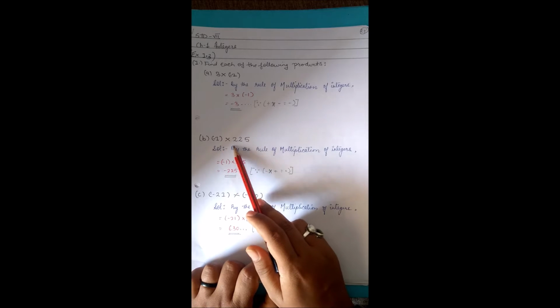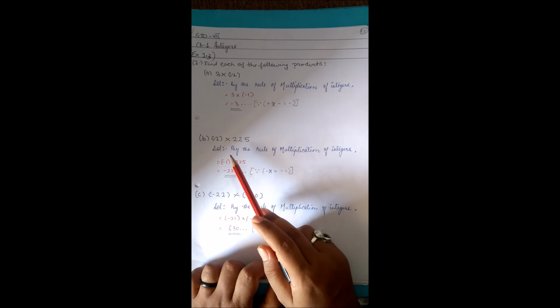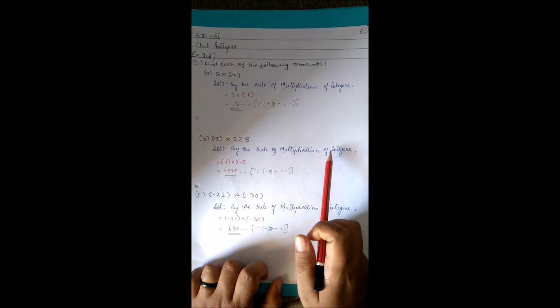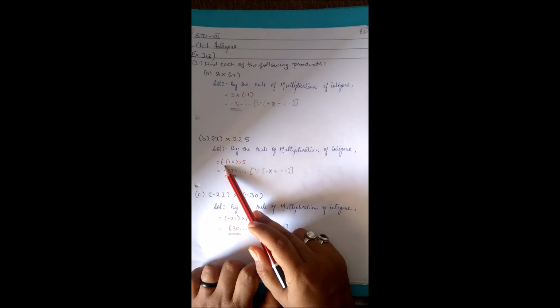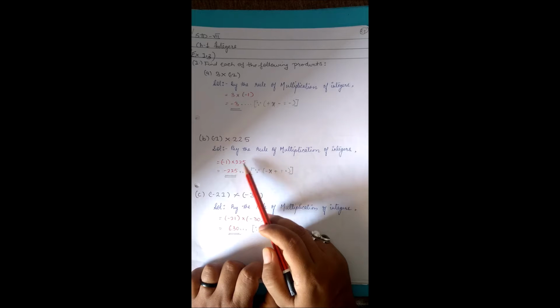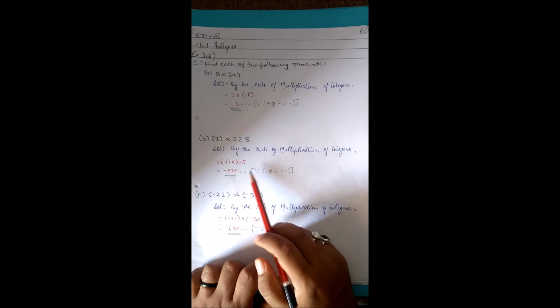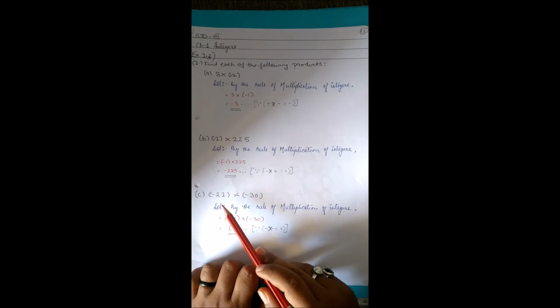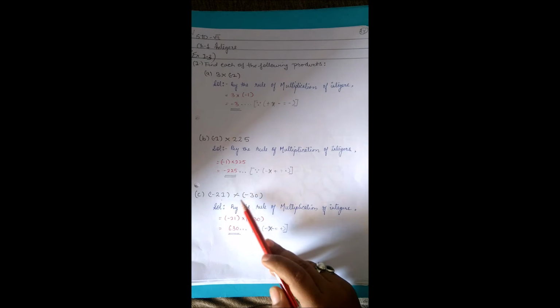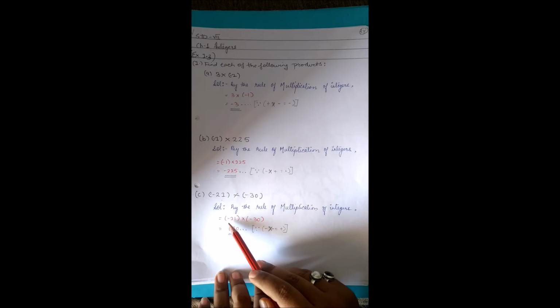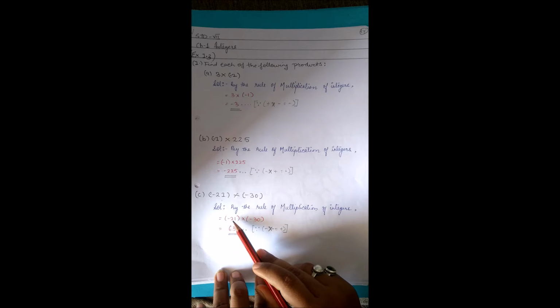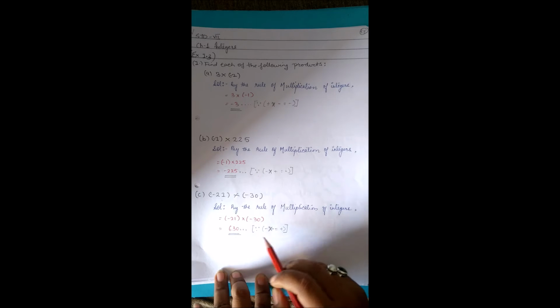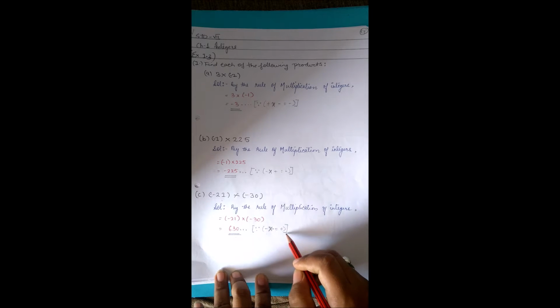Second, minus 1 into 225. By the rule of multiplication of integers, minus 1 into 225 is minus 225, because minus into plus equals minus. Next, minus 21 into minus 30. We multiply 21 into 30 first, so it is 630, and minus minus will become plus. So minus into minus equals plus.